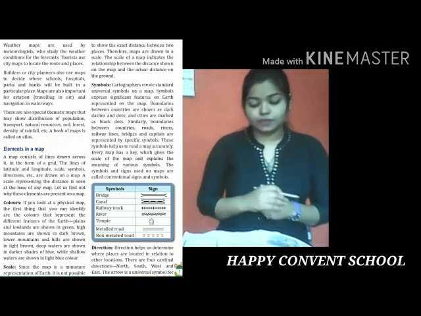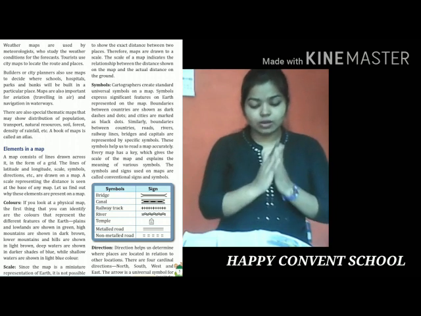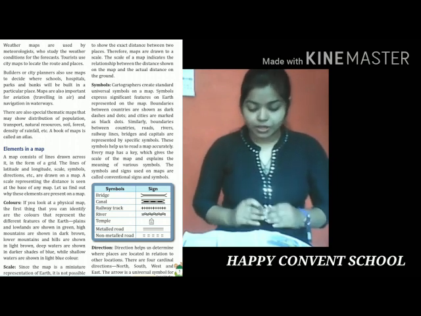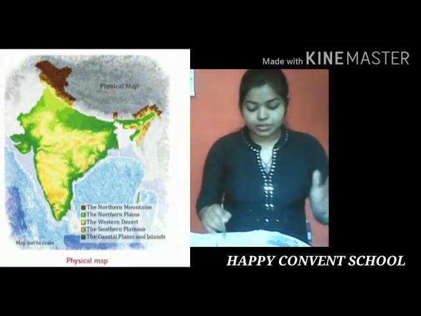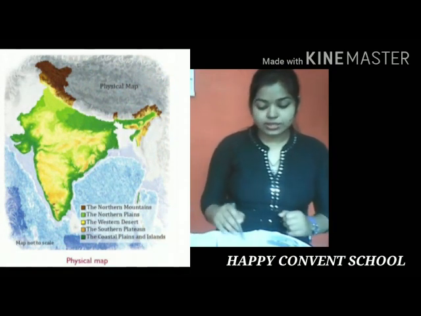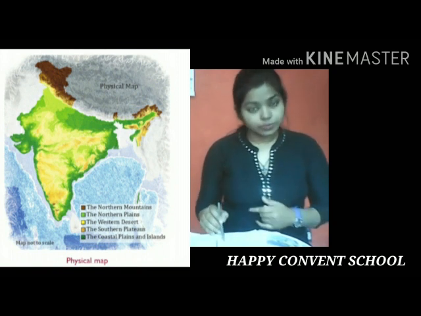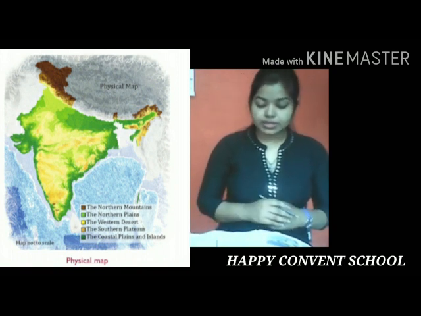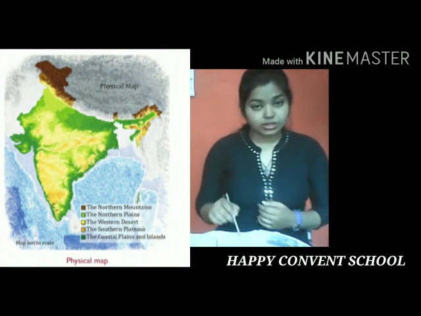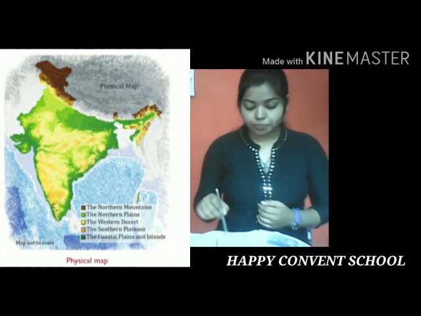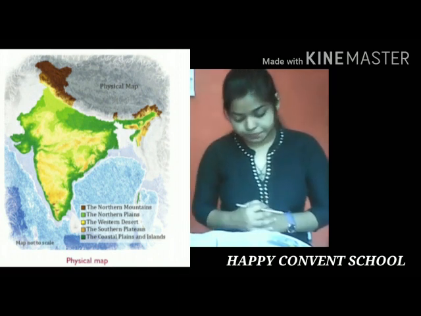Colors. If you look at the physical map, the first thing that you can identify are the colors. Colors represent the different features of Earth. Suppose here you can see plains and lowlands are shown in green color. High mountains are shown in dark brown. Lower mountains and hills are shown in light brown. Deep water bodies are shown in darker shades of blue, while shallow water bodies are shown in light blue.